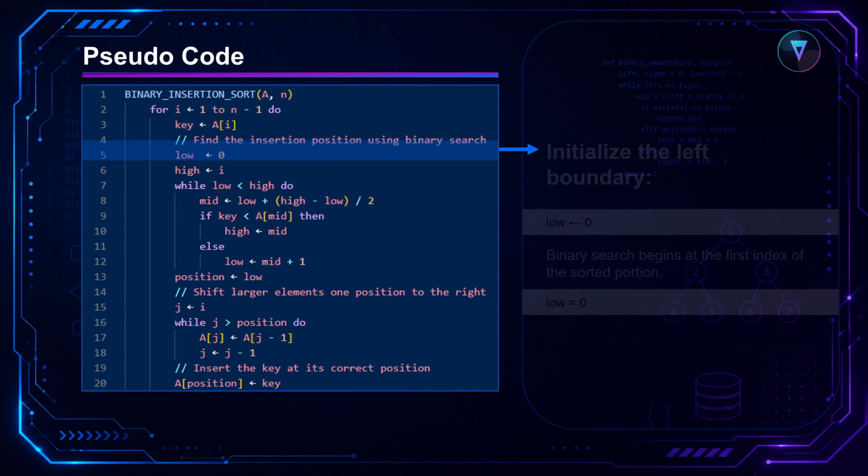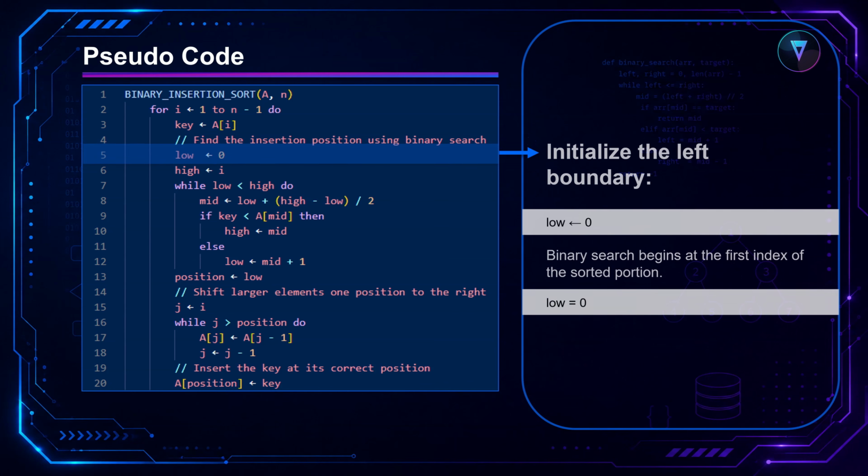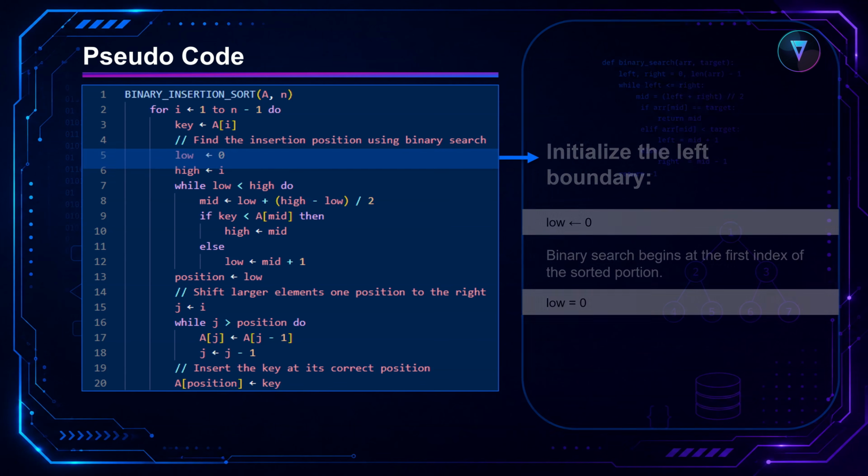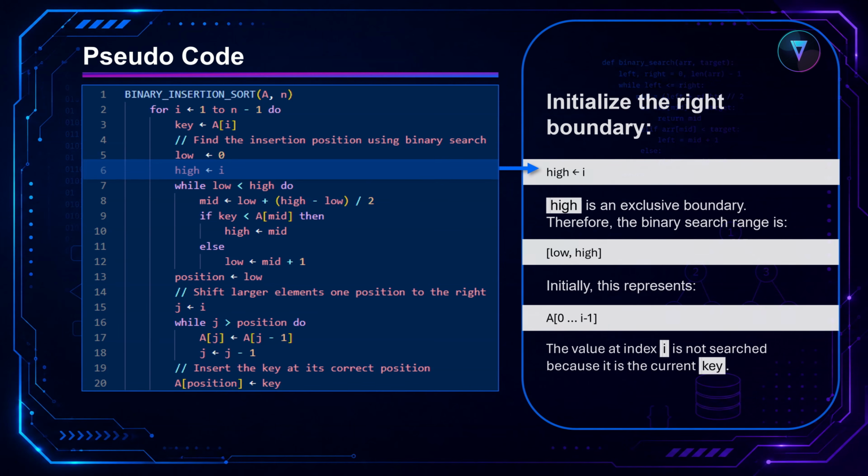Correct. The next part says, find the insertion position using binary search. That line is a comment. It explains the purpose of the next section, but the computer does not execute it. The next few instructions use binary search to determine where the key belongs in the sorted portion. The first binary search instruction is low equals 0.